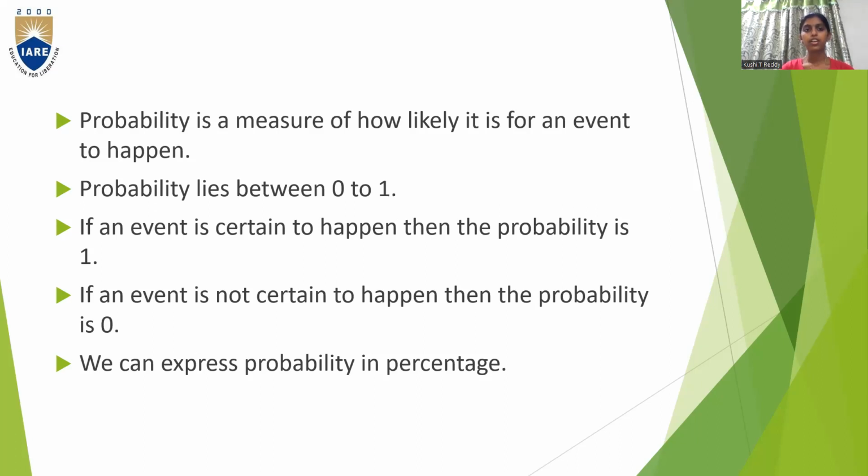So generally the probability formula is P equals M by N. Here M is the number of possible outcomes and N is the total number of outcomes. By using that formula, we can find the probability of the given condition or given question.